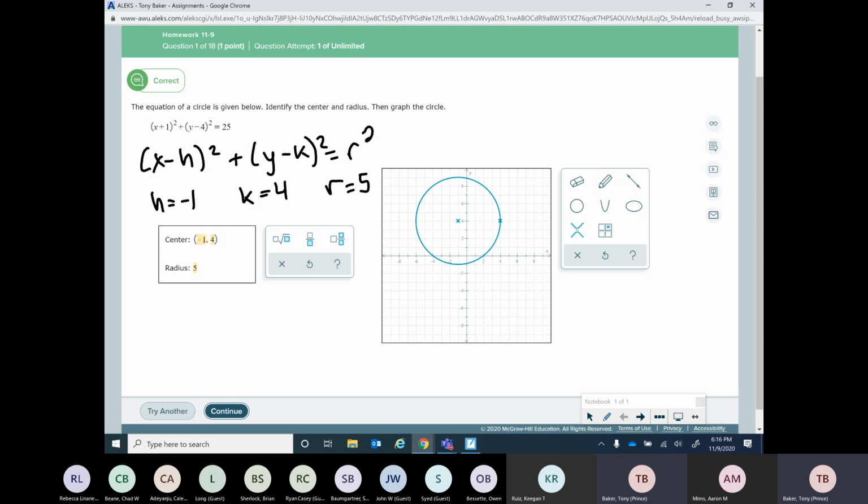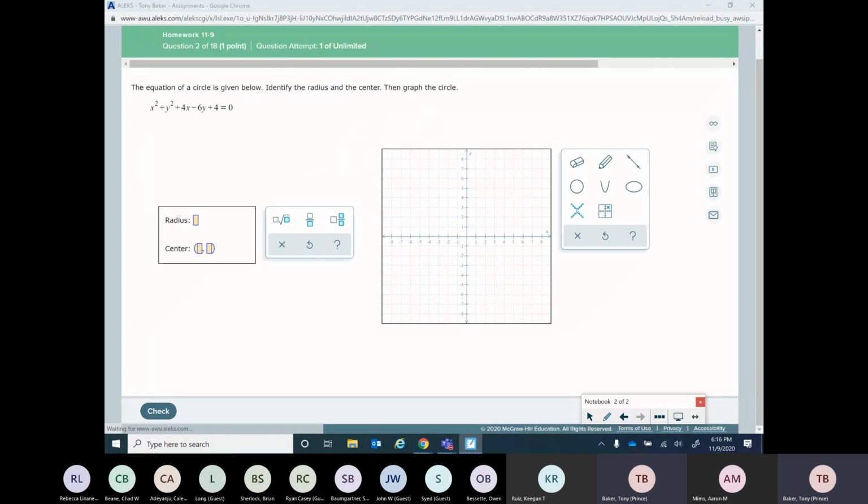All right, so let's do the next one. So the first 5 questions are all circle problems. It's just a matter of how they're going to give them to you. So now this one, the difference in this problem is they don't give it to me in a format that allows me to easily find the information. So I'm going to have to solve this problem first.